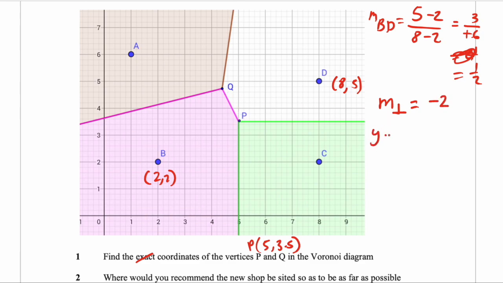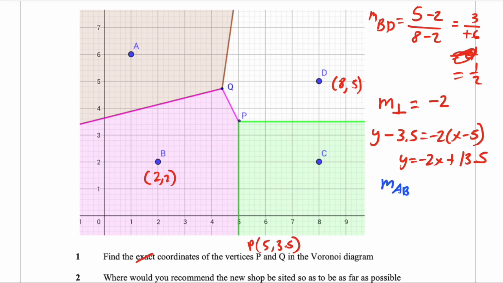So we can write it in point-slope form. The coordinates of point P are this, so it's y minus 3.5 equals negative 2 times x minus 5. If we rearrange this for y, we get y equals negative 2x plus 13.5. So that's the equation of this line. If we want to find the coordinates of point Q, we'll need to find the equation of this other line. So let's go ahead and do that.